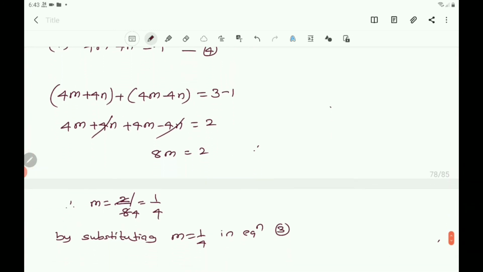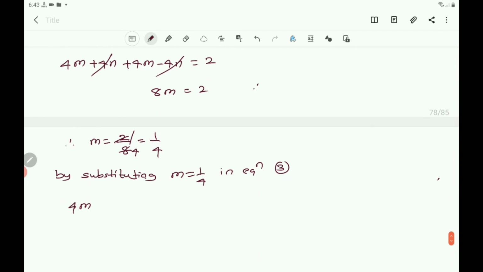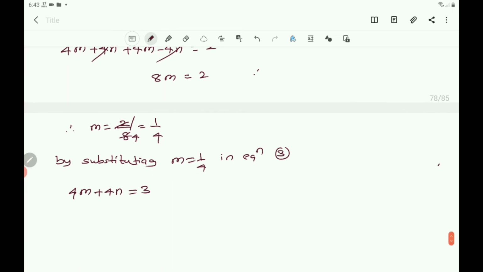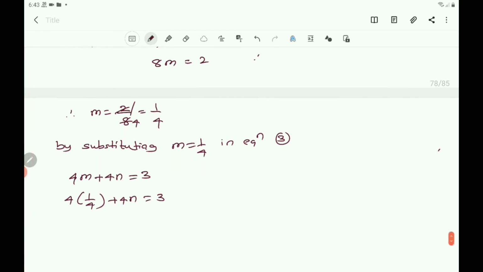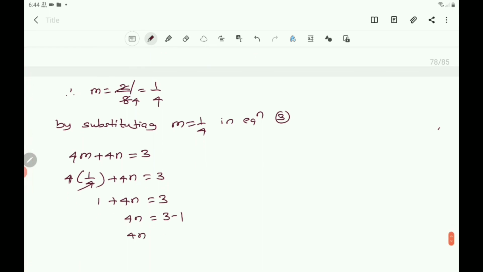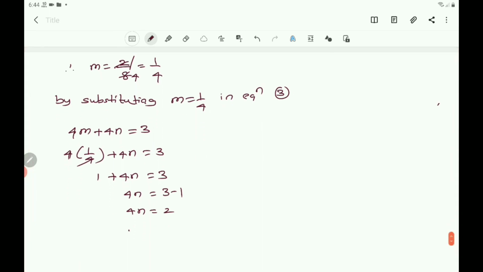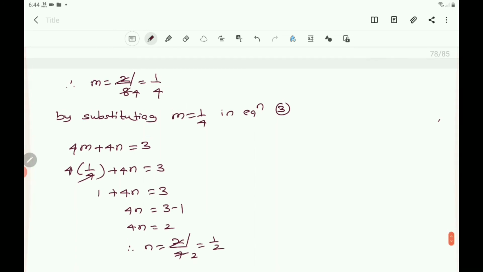Equation is 4m plus 4n is equals to 3. M is 1 by 4. So you take 4 into 1 by 4 plus 4n equals 3. Then 4 cancels. 1 plus 4n equals 3 it is. Therefore 4n equals 3 minus 1. Then 4n equals 2 it is. Therefore you got n equals 2 by 4. That is 2 1s are 2, 2 2s are 4, n equals 1 by 2.